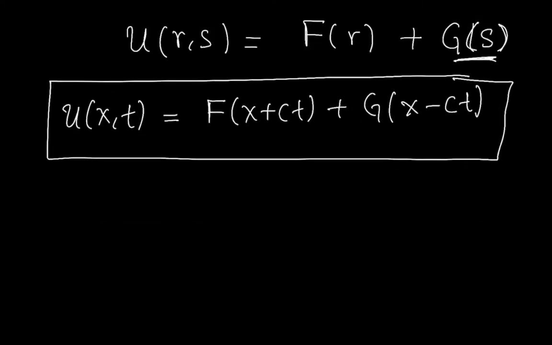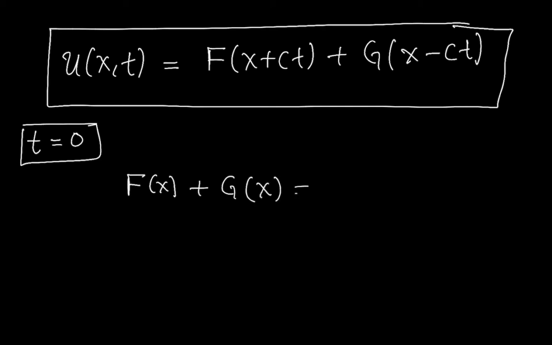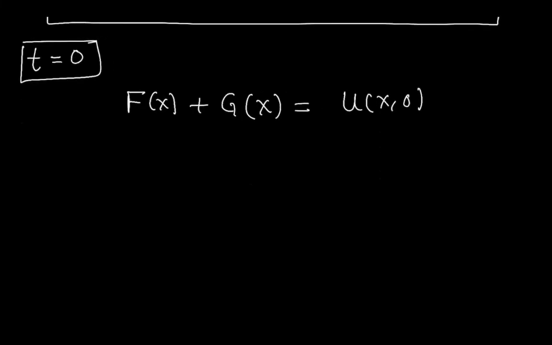That's one thing, but how do we calculate this F and G? That's something interesting to do, because we also need to calculate F and G. Again, you're going to use the initial conditions. So if T is equal to 0, you get F(x) plus G(x) is equal to U(x, 0). Therefore, F(x) plus G(x) is equal to f(x). That's your initial condition.